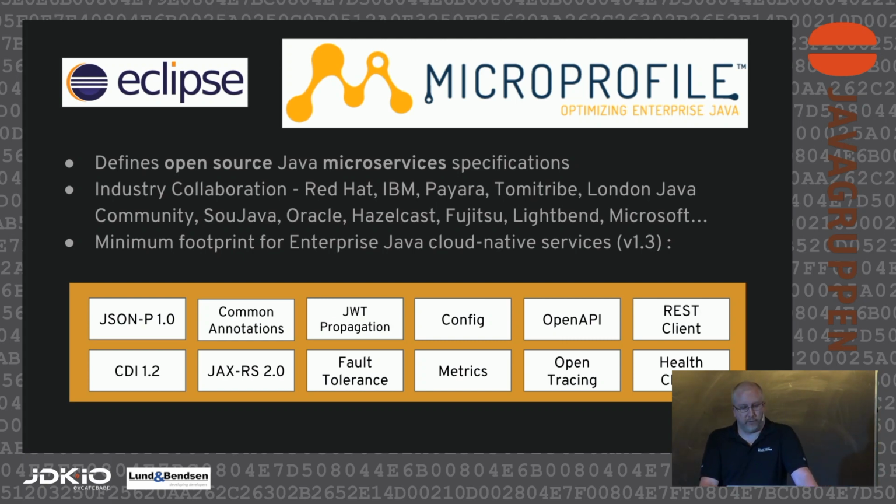So the current set of specifications that are part of MicroProfile 1.3, which was released in December last year, includes all that list up there. There are some base Java EE 7 specifications, and then there are the additional specifications from MicroProfile such as JWT, fault tolerance, config, and all the other ones there.